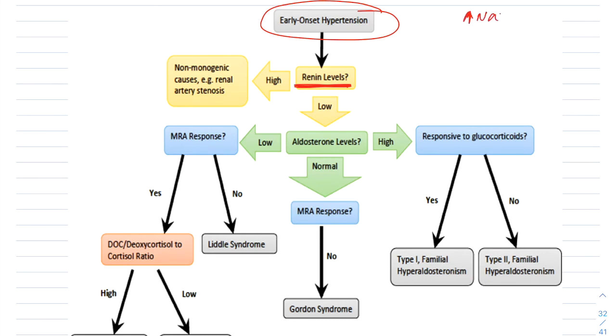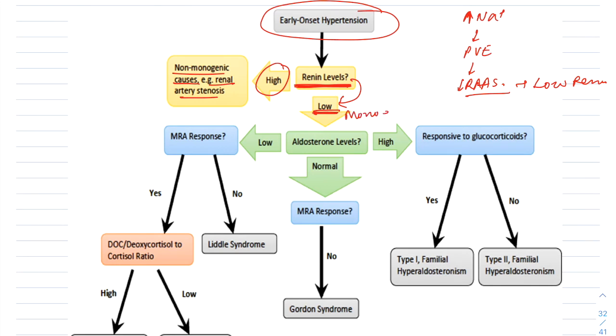Increased sodium reabsorption causes plasma volume expansion and thus inhibition of the RAS system, and therefore the renin levels will be low. Okay. If the renin levels are not low, that is, they are high, then we suspect non-monogenic causes, that is, renal artery stenosis. Now, if the renin levels are low, that means we can think of monogenic causes. Okay, now among the monogenic causes, next we have to check the aldosterone levels.